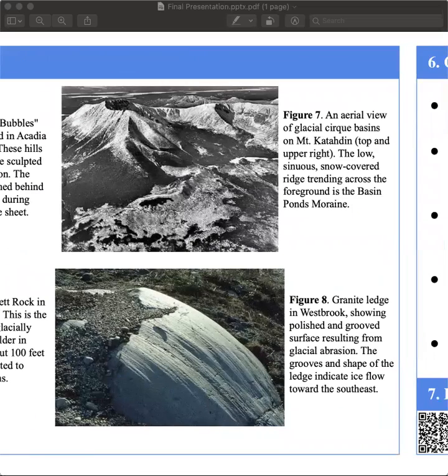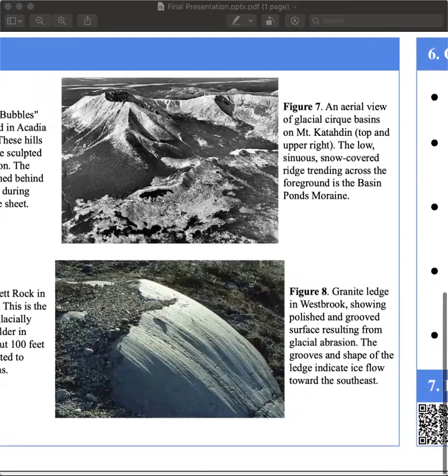Figure 7 is an aerial view of glacial cirque basins on Mount Katahdin, seen here and here. The low, sinuous, snow-covered ridge trending across the foreground is the Basin Ponds moraine. Figure 8 depicts granite ledge in Westbrook, showing polished and grooved surface resulting from glacial abrasion. The grooves and shape of the ledge indicate ice flow towards the southeast, so flowing down this way.